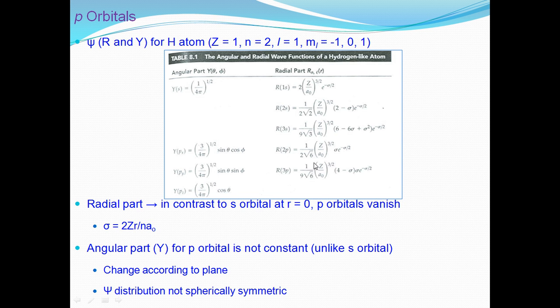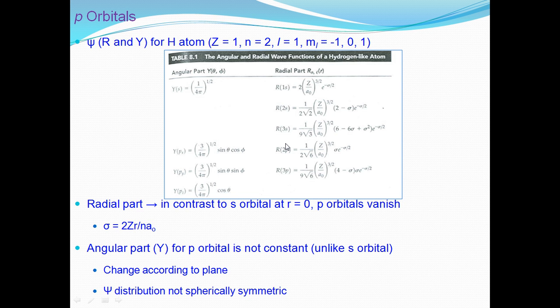Now, if we go back to the radial component of the wave function, we have only one radial component for all three different types of p orbitals. If we look at the term, we see that when r is equal to 0, the p orbital vanishes. That is to say, this sigma term that captures r, if r is equal to 0, then all of this becomes equal to 0.